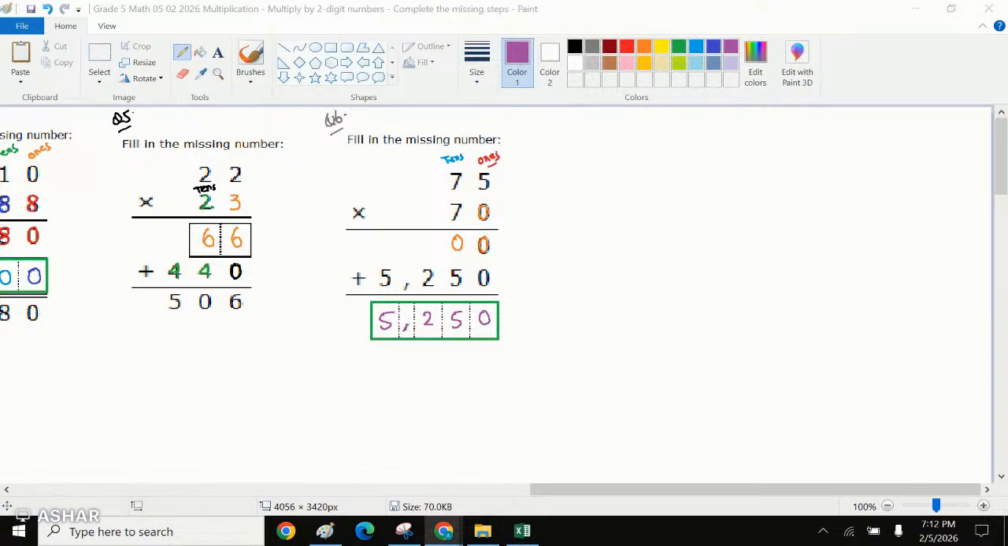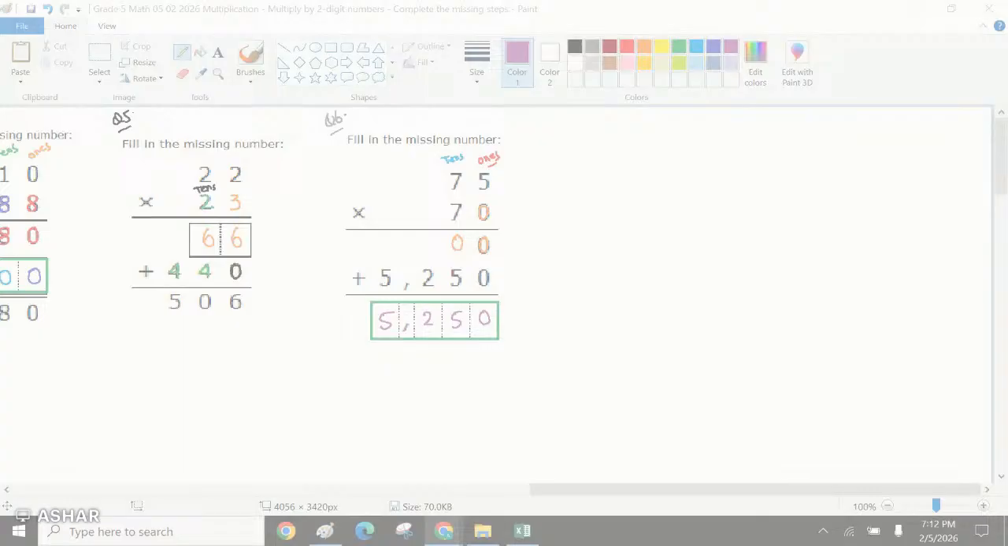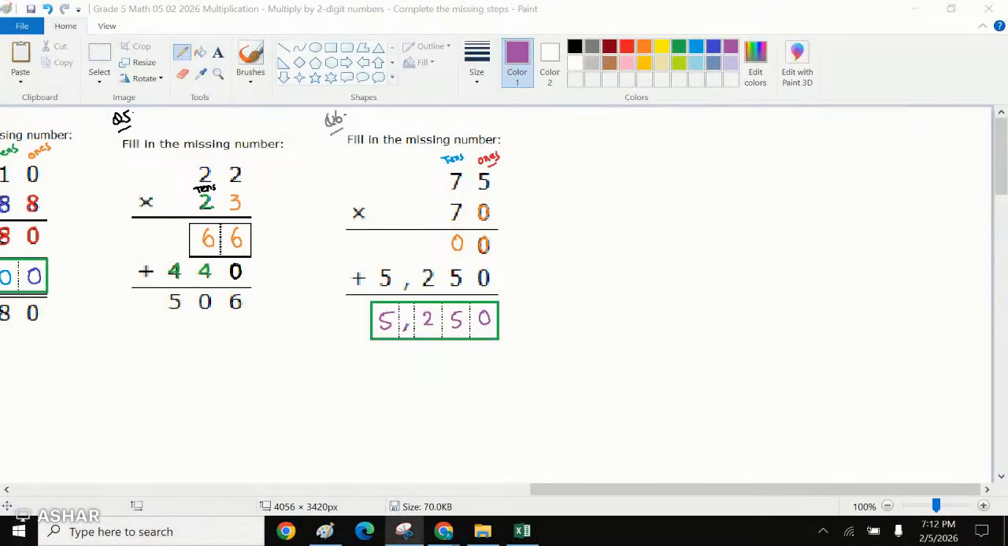Okay, let's see something else. For the next question, it says, fill in the missing number such that 10 was multiplied by, yes, 5250. And we prefer separating the last 3 digits, right? So we put a comma, 5,250. It's easier to read.